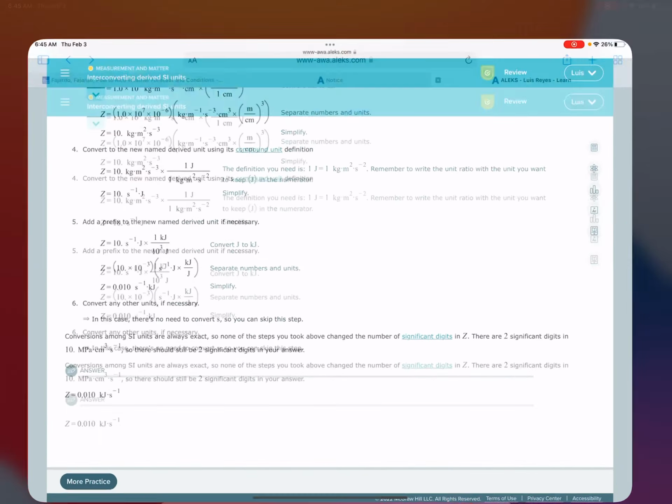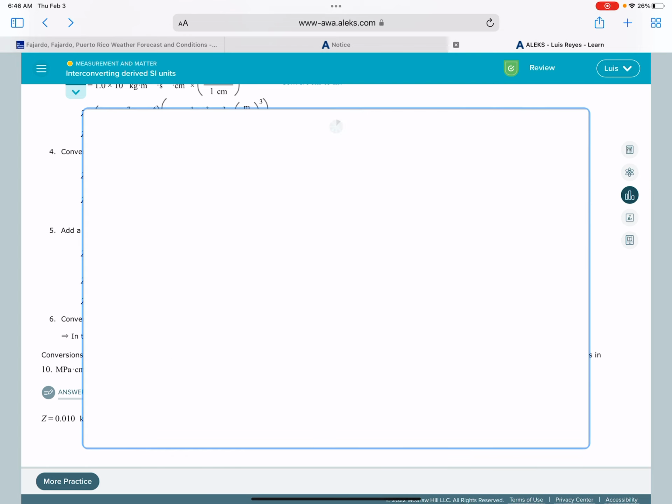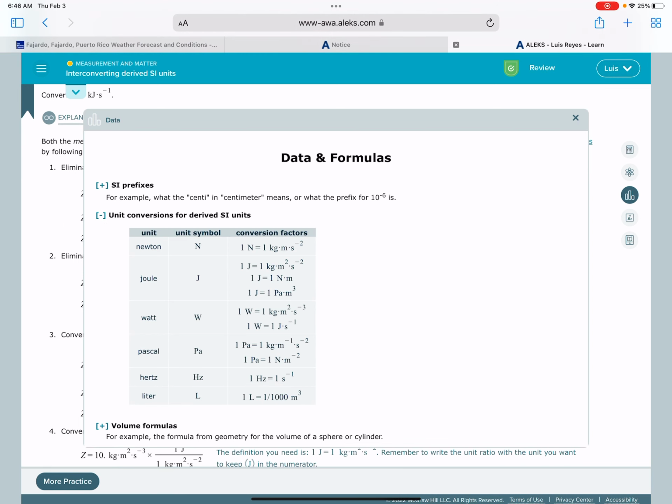So basically, go to Alex. On the right side, you're gonna see the calculator, the arrow, and then the bars. Click on the bars. It's gonna bring up all the data that Alex has for you to use. You're working with derived units, so click on derived units, and the second line shows you that 1 joule equals 1 Pascal times cubic meters. It's on the third column, second row, the third choice.